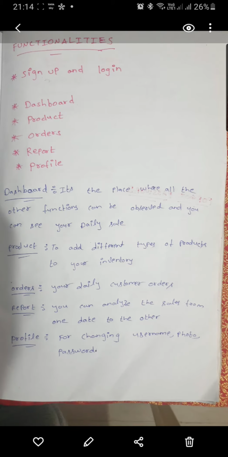So in functionality, there are mainly 5 different types I want to discuss. In dashboard, it is a place where all the other functions can be observed and you can see your daily sale. In product page, all your different types of products will be present. In orders page, your daily customer orders will be present. In report, you can analyze the sales from one date to another date. In profile, you can change your username, photo and passwords.